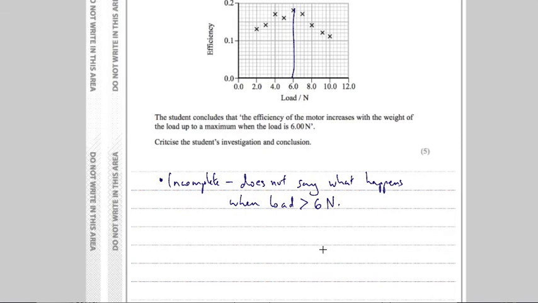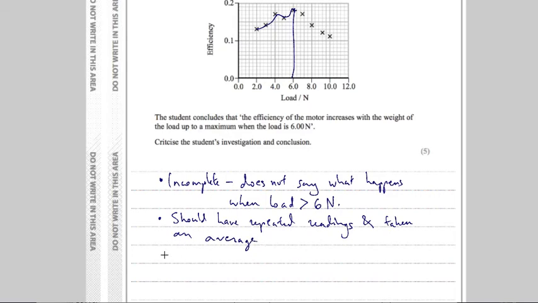Anything else? Each measurement has only been done once. Each value of load has only been investigated once. So some of this variability, some of this zigzagginess might go away if we repeated readings and took an average. So should have repeated readings and taken an average.